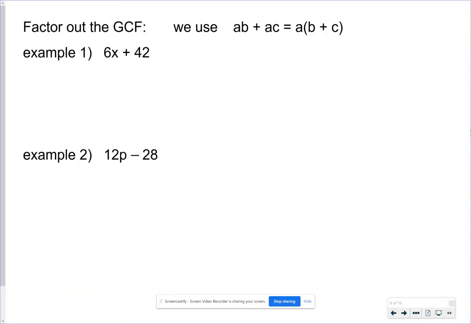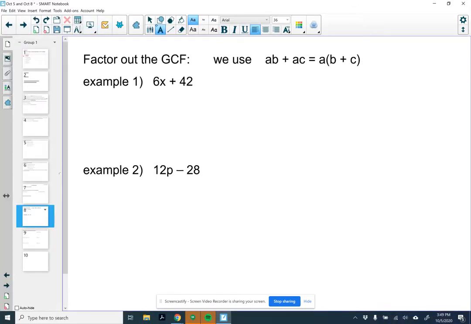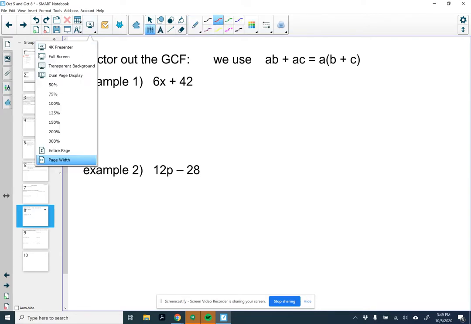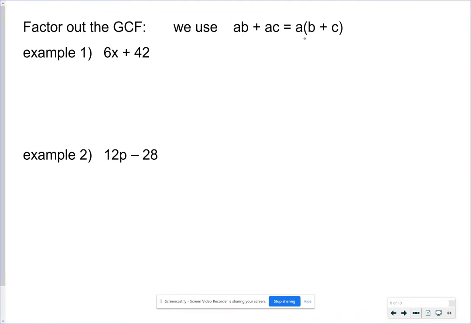All right, we're going to work on the second part of our notes here. We're going to talk about factoring out a GCF a little bit more. First thing I want you to notice is I have the distributive property right here, but I've written it a little bit differently. We've written that distributive property a little bit differently because we're going to use it backwards.